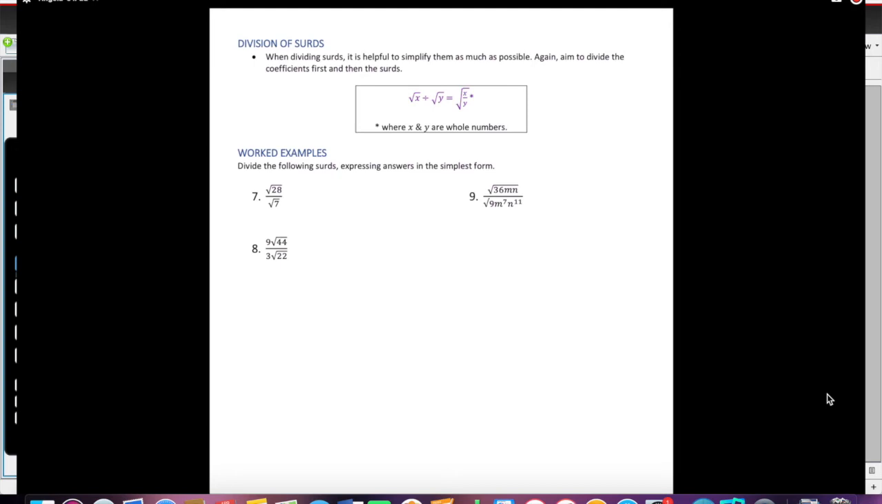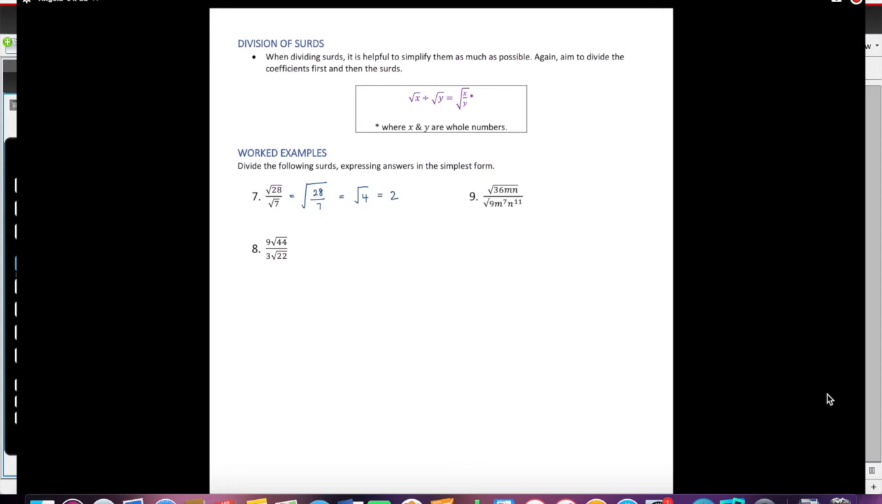So here what I'm going to do is rewrite the fraction using the rule root x divided by root y is equivalent to x divided by y under the root sign. So I'm going to rewrite this as 28 as my numerator, 7 as my denominator, all under the root sign. And that's going to be equal to root 4, which we know is equal to 2.